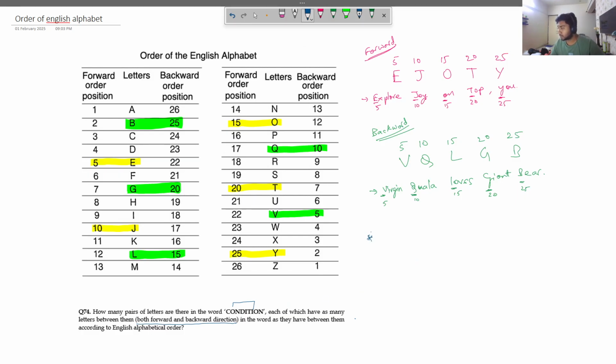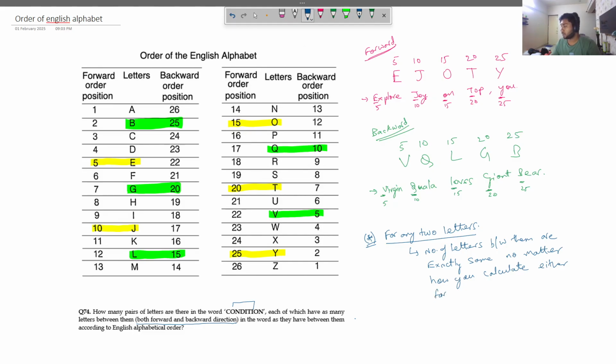I'm writing this in a star: for any two letters, the number of letters between them are exactly the same, no matter how you calculate, either from forward or backward. I'll give you an example and show.